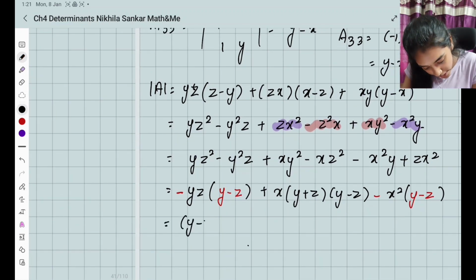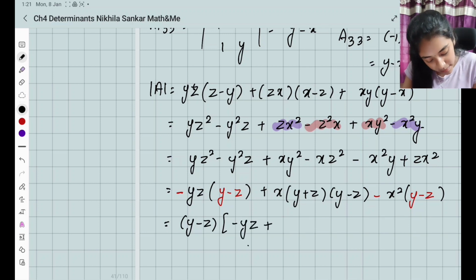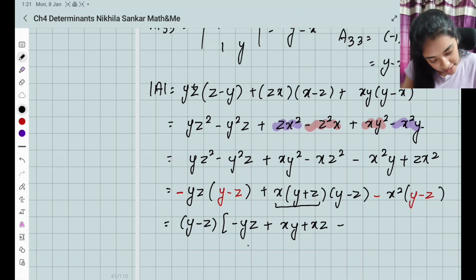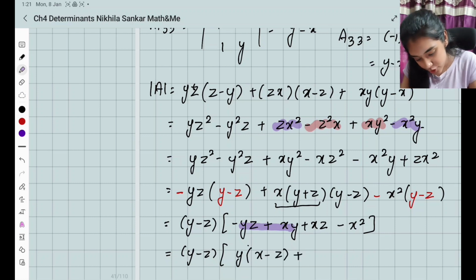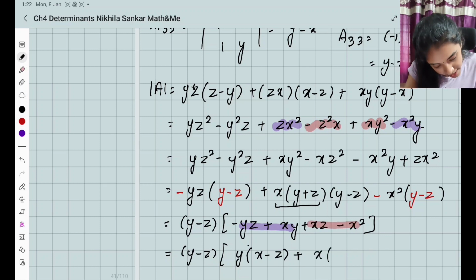Okay, so when I take y minus z outside, inside the bracket I'll be left with minus yz from the first term, plus second term I have this. So I have xy plus xz, then for y minus z I'll have minus x square. Now inside the bracket, from these two terms I'm going to club y. So taking y common, y times x minus z, plus from these two terms I'm going to club x together. So taking x common, x times, again I'll have z minus x.